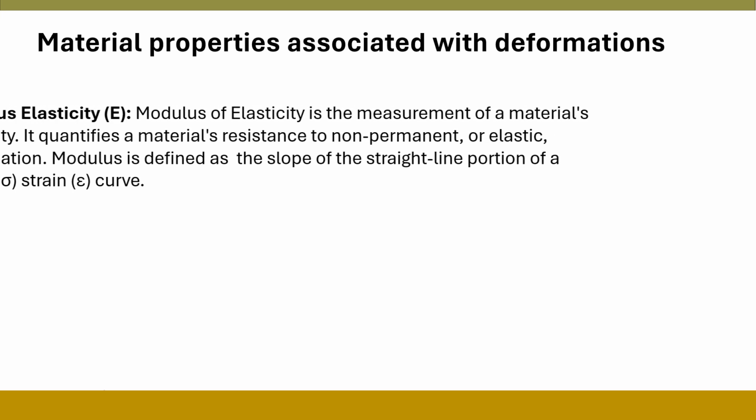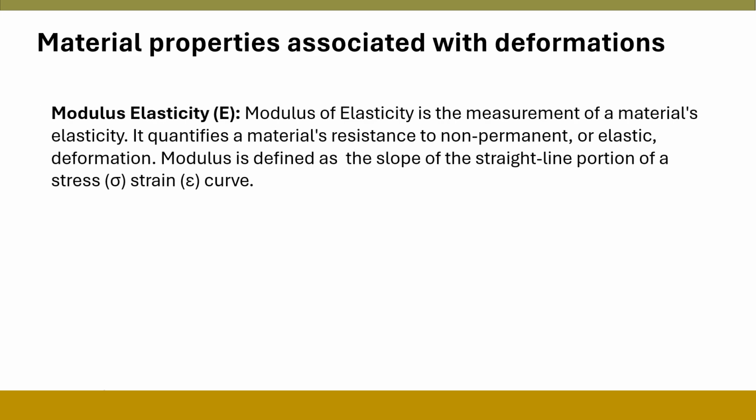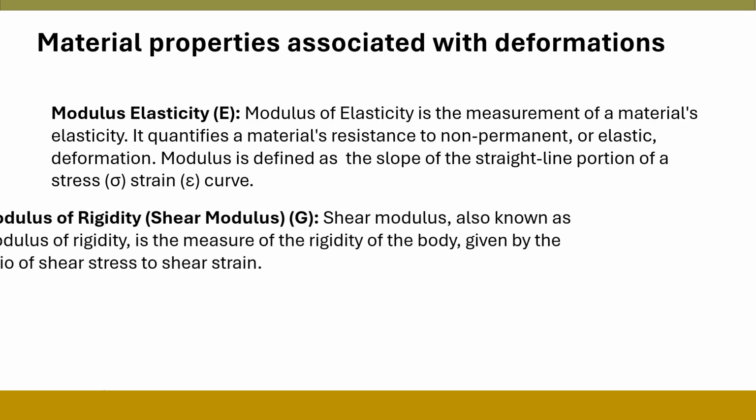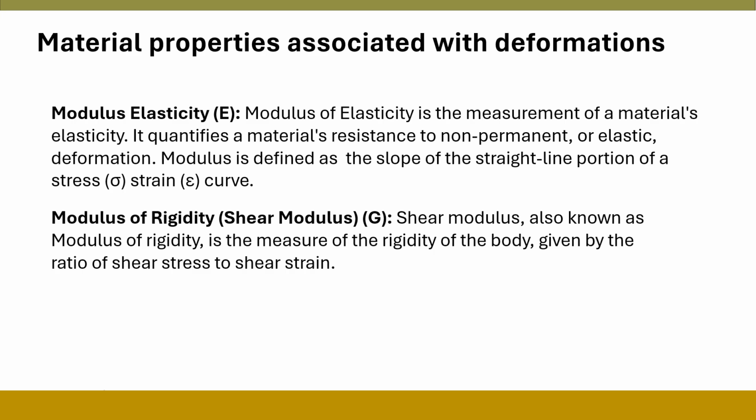Let's now take a look at the material properties related to stress and strain. Modulus of elasticity is the measurement of a material's elasticity. It quantifies a material's resistance to non-permanent, or elastic, deformation. Modulus is defined as the slope of the straight-line portion of a stress-strain curve. Shear modulus, also known as modulus of rigidity, is the measure of the rigidity of the body, given by the ratio of shear stress to shear strain.